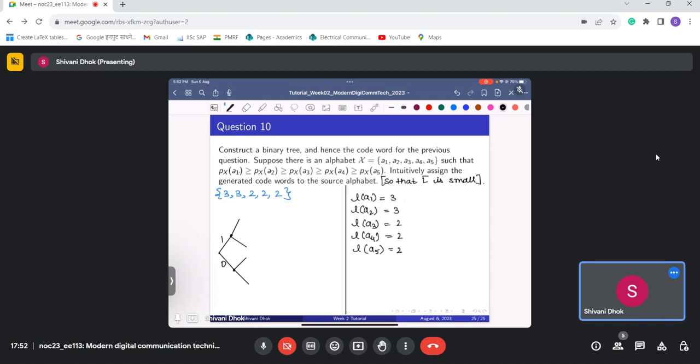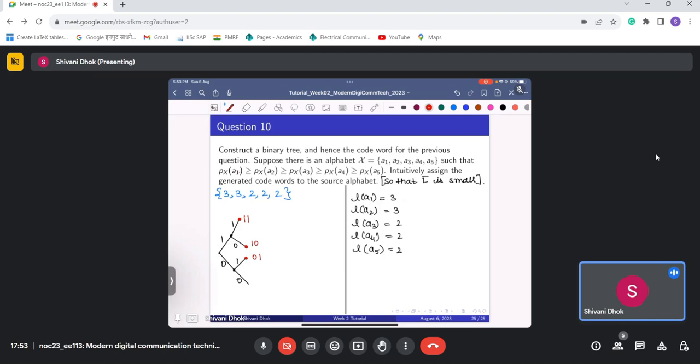Okay, and we have 3 code words of length 2. So this is 1, 2 and 3. These are the code words. So with length 2, the first one is 1, 1. The second one is 1, 0. The third one is 0, 1.